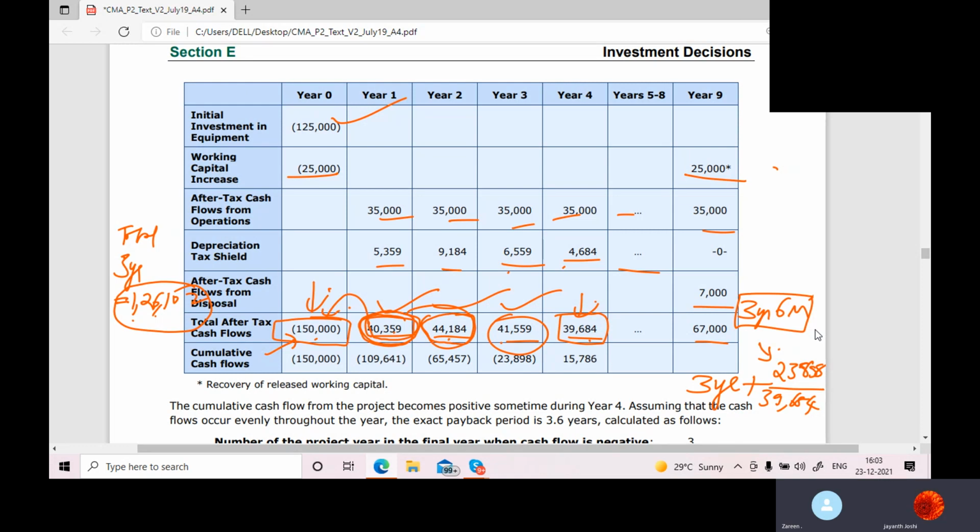To calculate, we have to take the 3 years, plus we have to take the amount difference balanced out by the cash inflow. Out of the next year's cash flow you will recover. So 3 years, 6 months. Okay, take your time. You can do this. I'm just waiting.